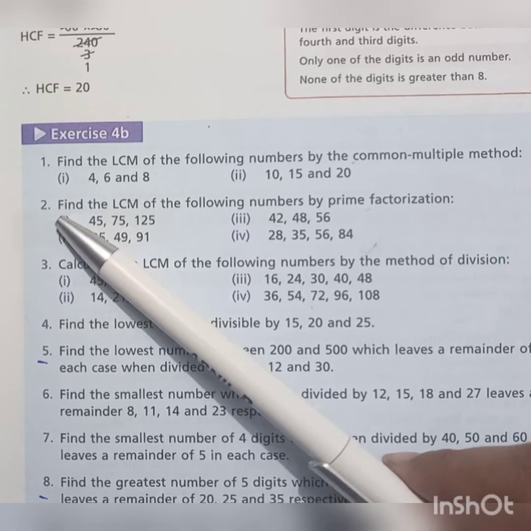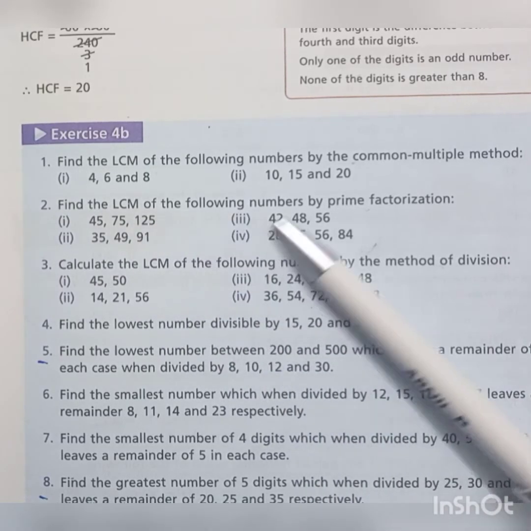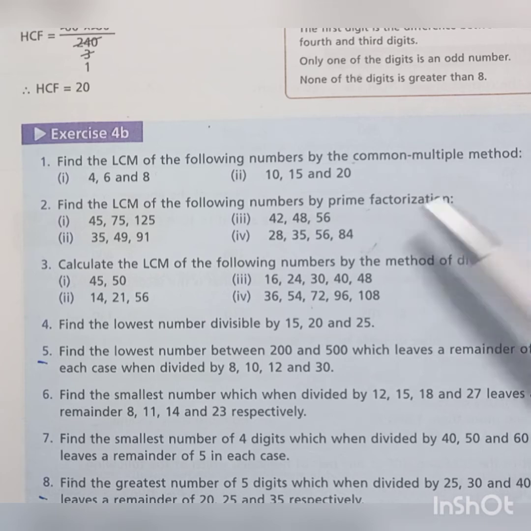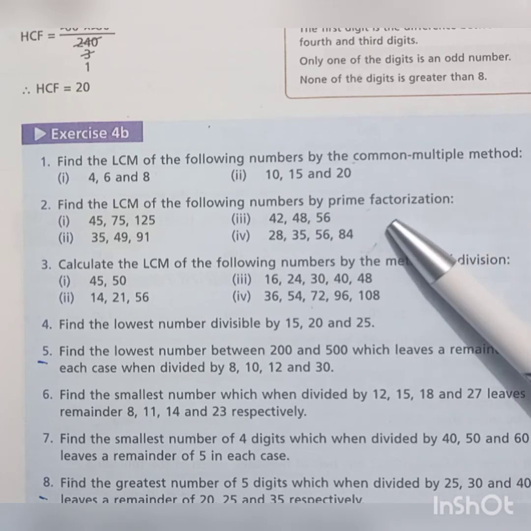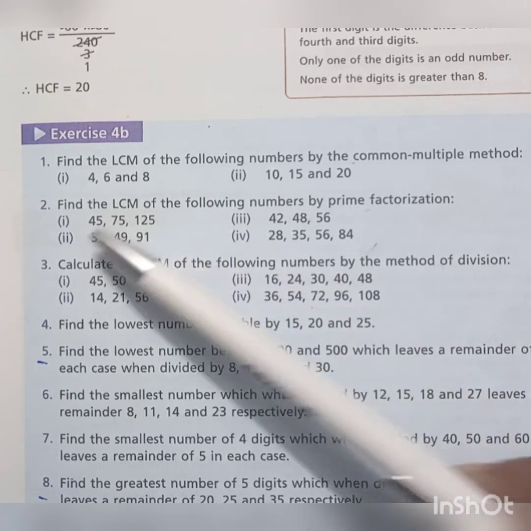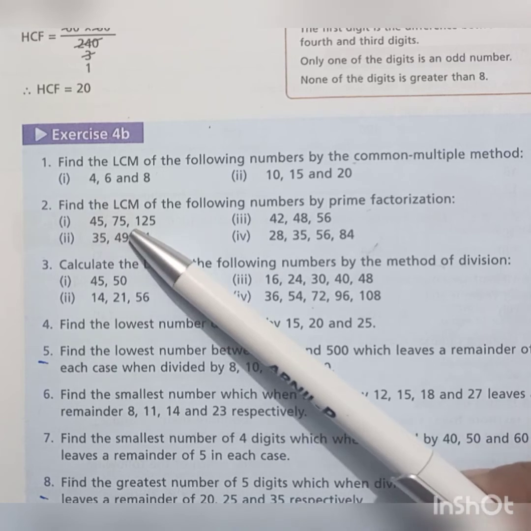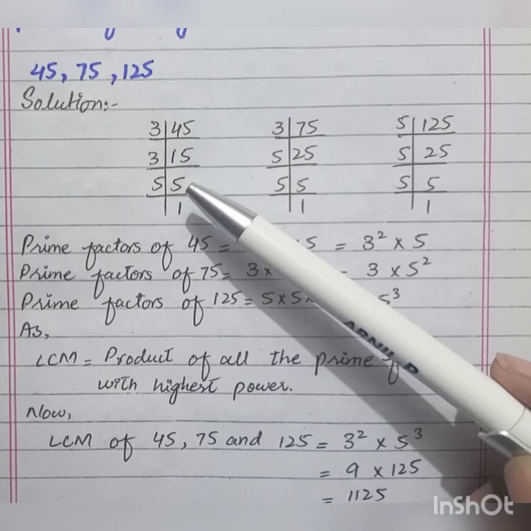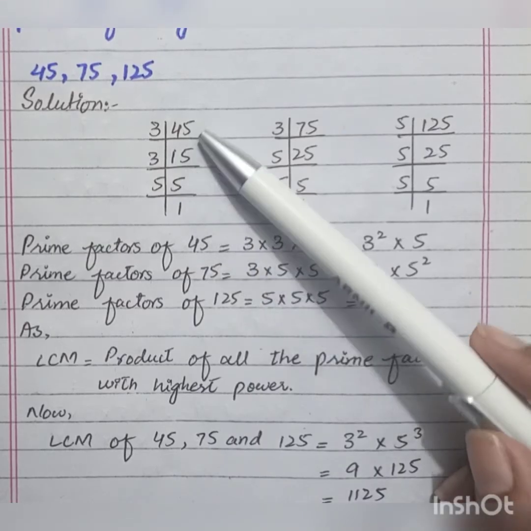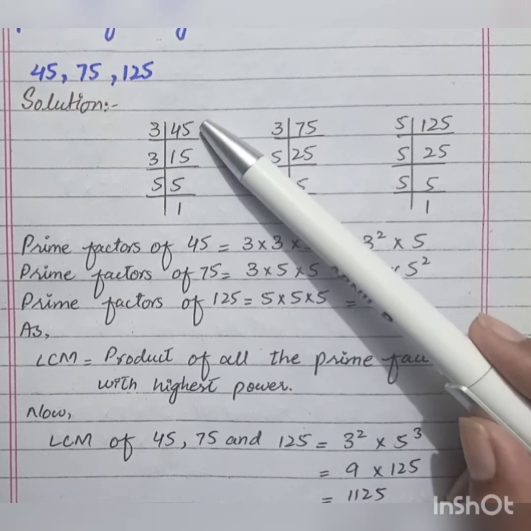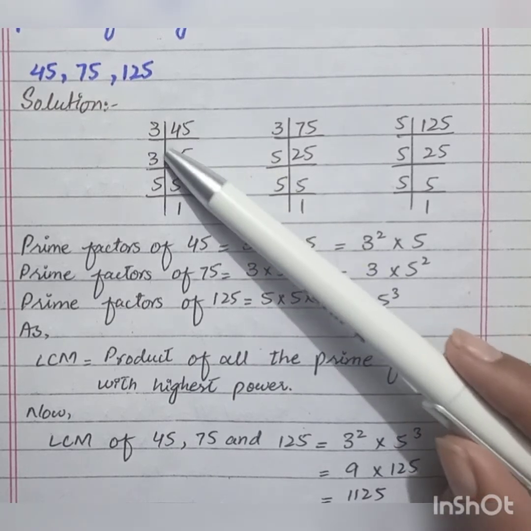Move towards question number 2, that is: find the LCM of the following numbers by prime factorization. Students, we have to find the least common multiple by prime factorization. Part number 1 is 45, 75, 125. So first we will find the prime factors of 45. As you can see here, 45 is an odd number, so divide it by the number 3.